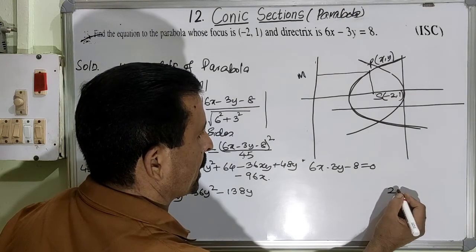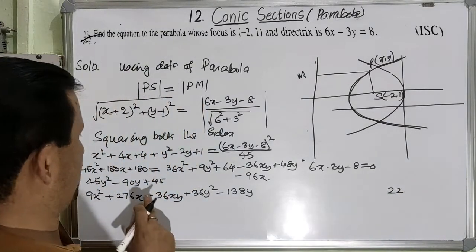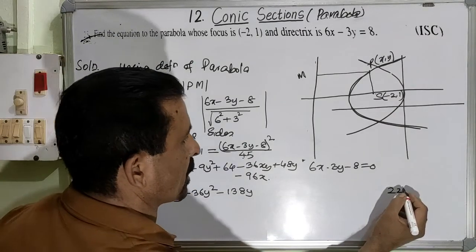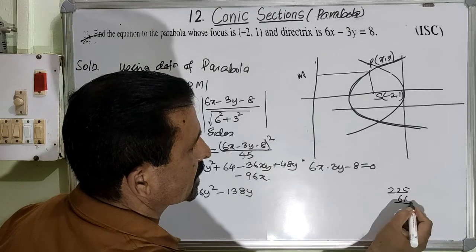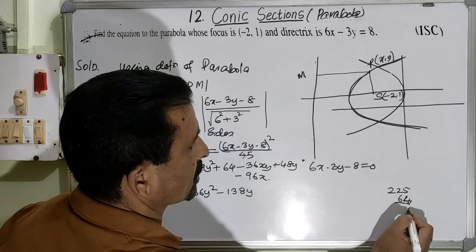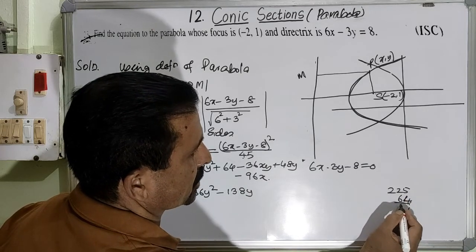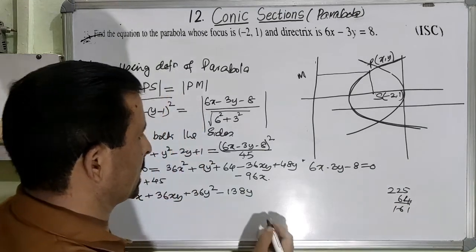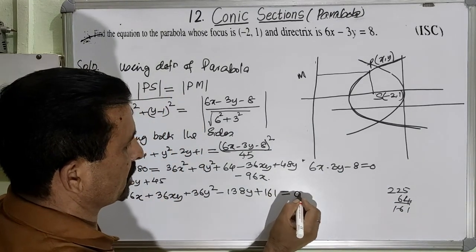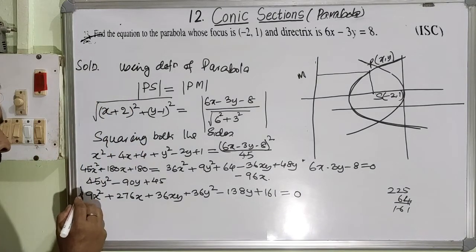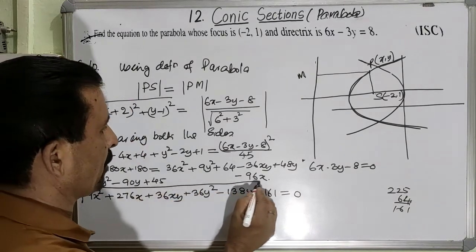180 plus 225 minus, if we subtract 64, it becomes 161. This is 161, and this is equal to 0. Finally, this is the equation of your parabola.